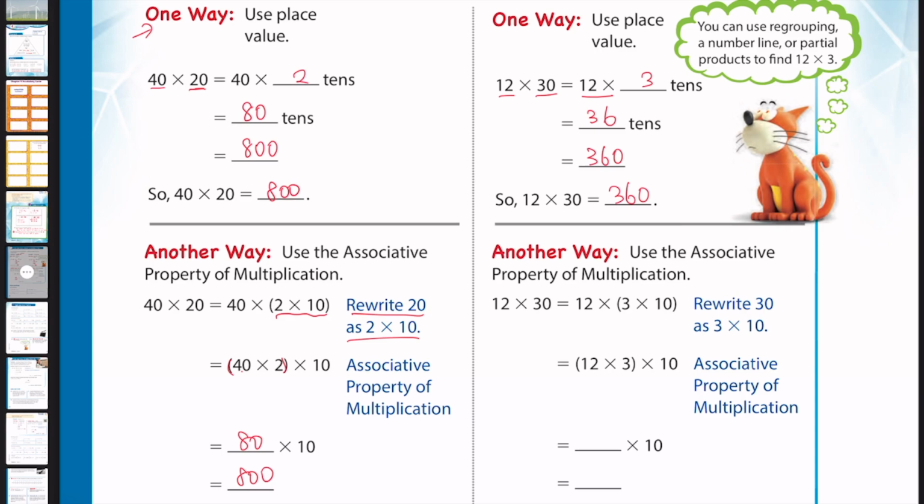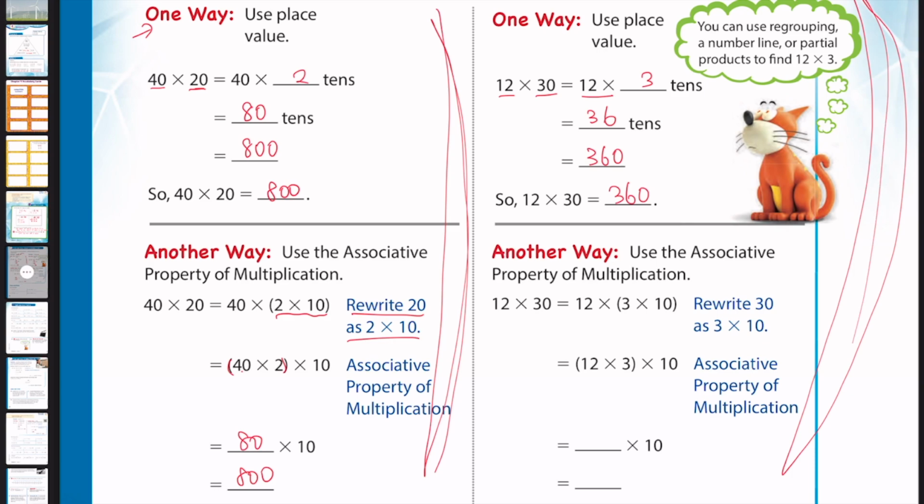So 40 times 20 is what? 800. Oh, it's supposed to go together. This is supposed to go together, and this example goes together. All right, let's go ahead. This is one way, and this is another way. And use the associative property of multiplication instead of using place value up there.